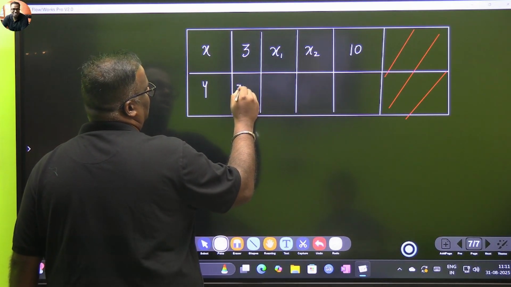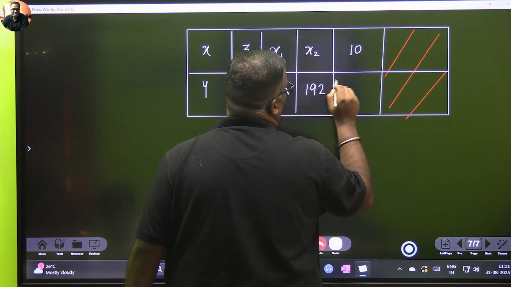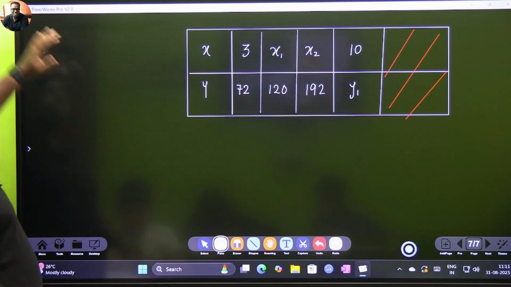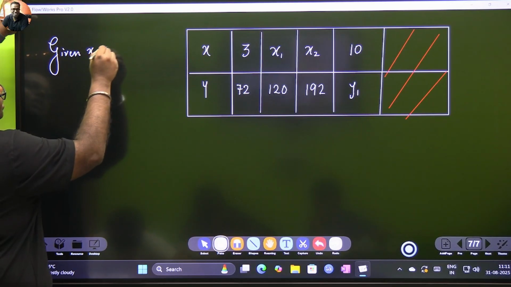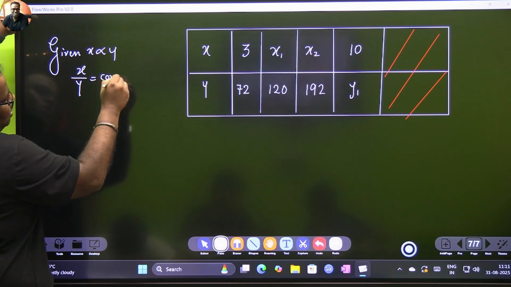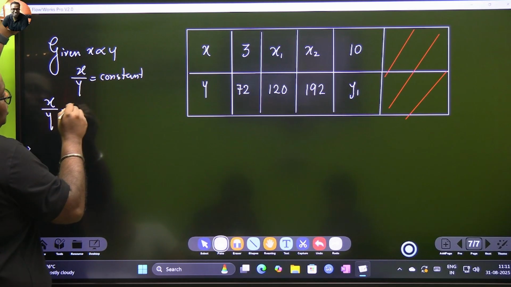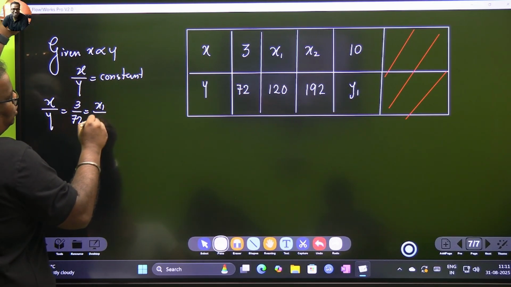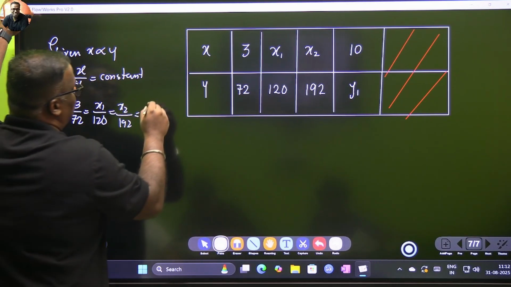72. Okay. 120. Okay. 192. Y1. How much? Y1. Okay, now this is it. The problem says it is given that X varies directly with Y. So we can say X upon Y should be equal to a constant. Yes or no? That means X upon Y should be equal to 3 by 72, which equals X1 by 120, which equals X2 by 192, which equals 10 by Y1.